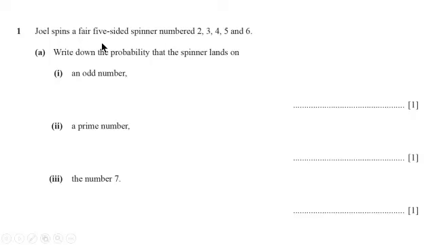Joule spins a fair 5-sided spinner numbered 2, 3, 4, 5, and 6. Write down the probability that the spinner lands on an odd number. How many odd numbers do we have here? We have 3 and 5, just 2. 2 out of 5 outcomes. So the answer is 2 over 5.